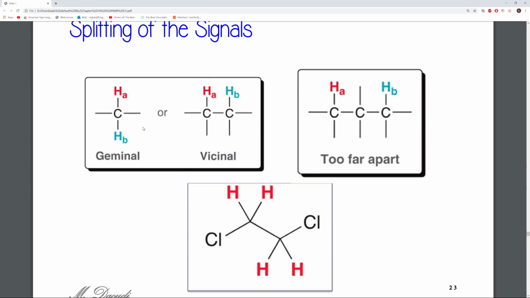I like to think about it as, Gemini, that's a twin. Geminal means they're on the same carbon, so they're twin hydrogens. I don't know, that helped me remember it. And vicinal means they're in the same vicinity, but they're not on the same carbon. We would see more splitting of geminal hydrogens if we're looking at stuff like double bonds or stuff with cis or trans like we talked about before.